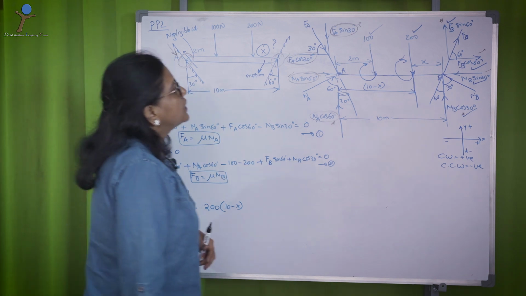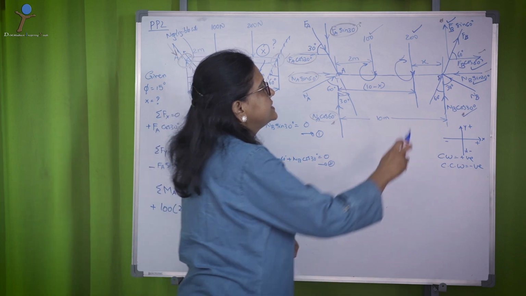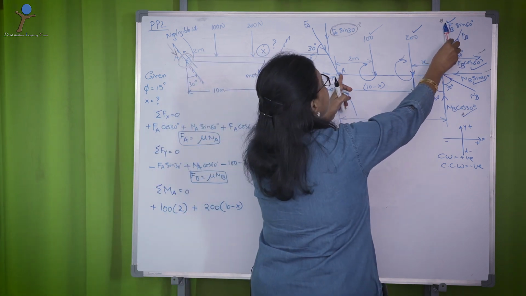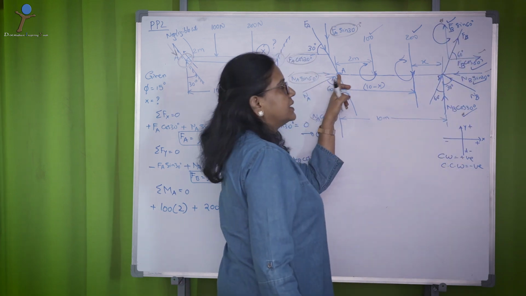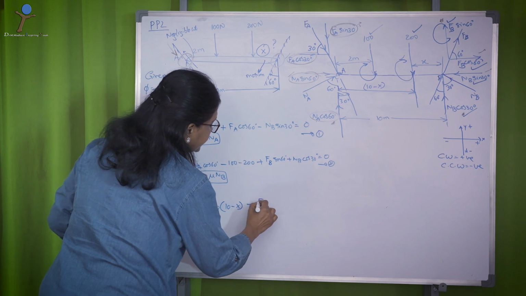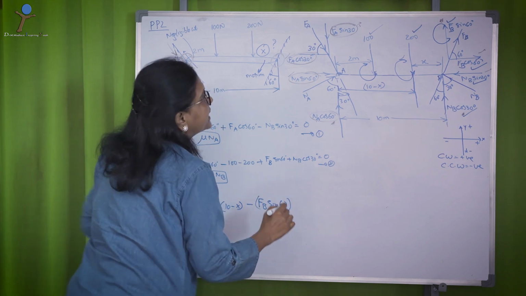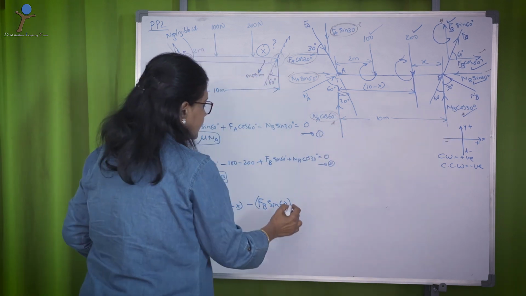Then comes your FB sin 60. FB sin 60 is acting in the vertically upward direction, looking at the moment center in this direction. So, that goes in the counterclockwise direction, minus FB sin 60 multiplied by the distance, that is nothing but the span length, into 10.